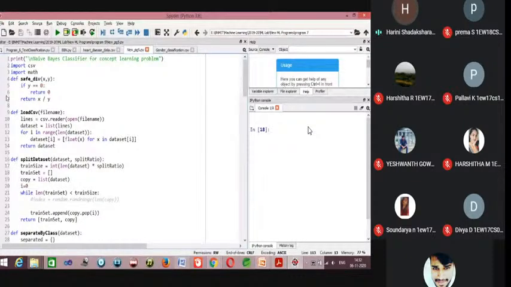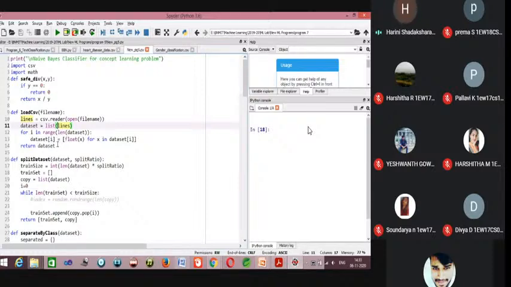It is made up of some 6 to 7 functions. We import CSV and math. One function, safe division, is a very basic function. I don't want a divide by zero error, that's all, so to avoid that I'm using safe division. Then load CSV, I'll tell you briefly what these functions are. Load CSV loads your CSV file and converts the data set into an array form.